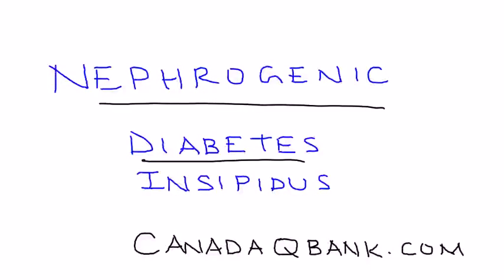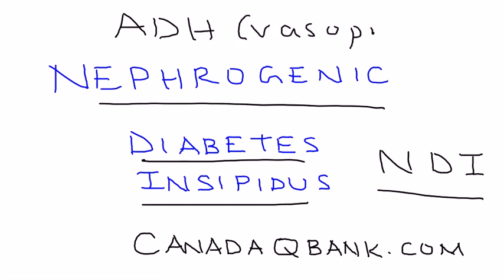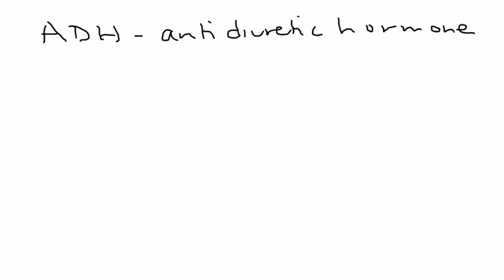Nephrogenic diabetes insipidus. This disorder involves a hormone, and that hormone is known as ADH, also known as vasopressin. When we talk about this, it's very important to first talk about ADH and what ADH actually does. ADH is known as antidiuretic hormone. A diuretic is something that makes you pee, so antidiuretic is the opposite.